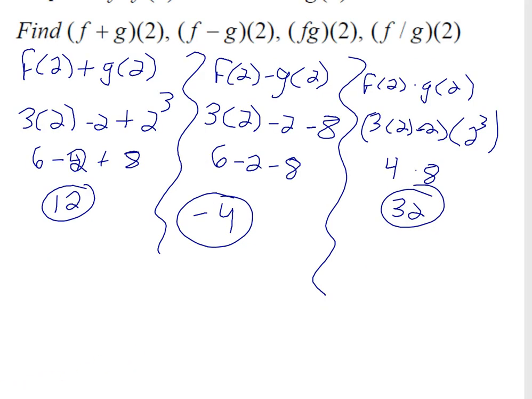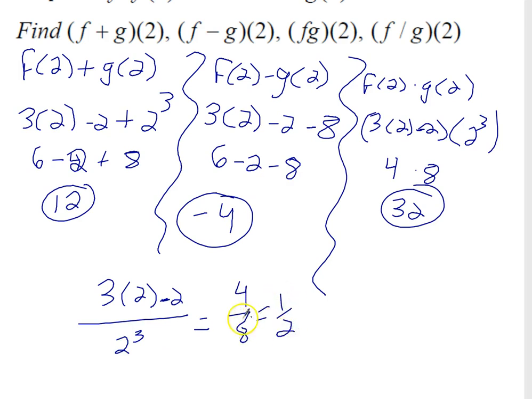And lastly, f divided by g of 2. So we'll do 3 times 2 minus 2 all over 2 to the third, which is going to give us 4 over 8, which is going to give us 1/2.